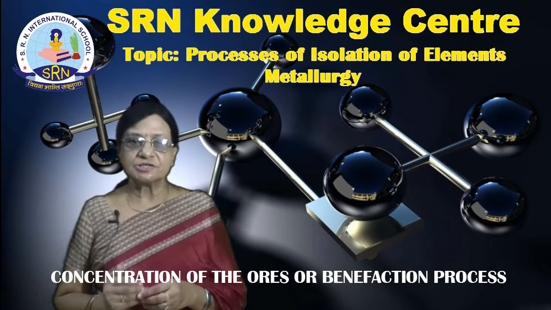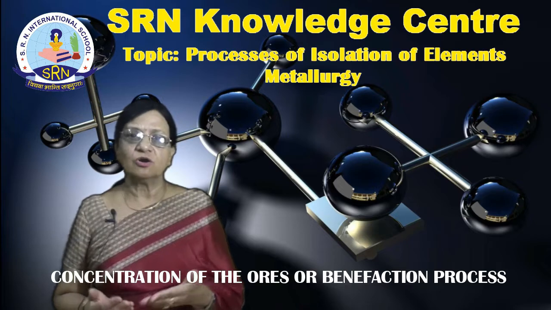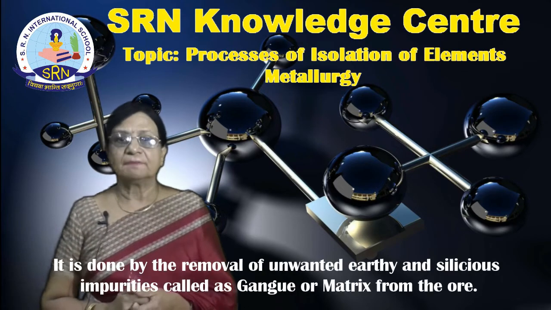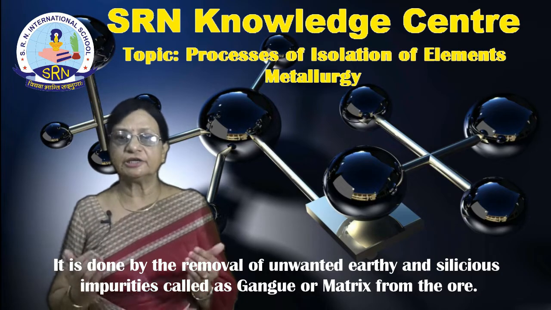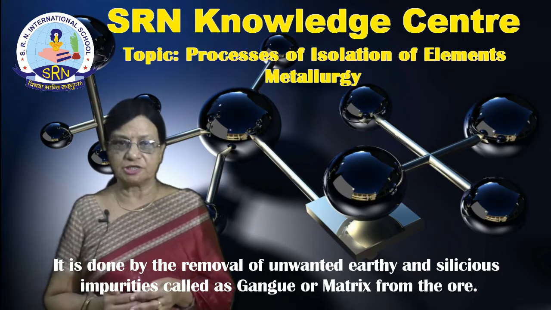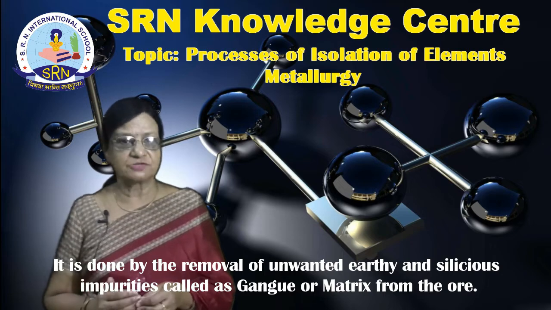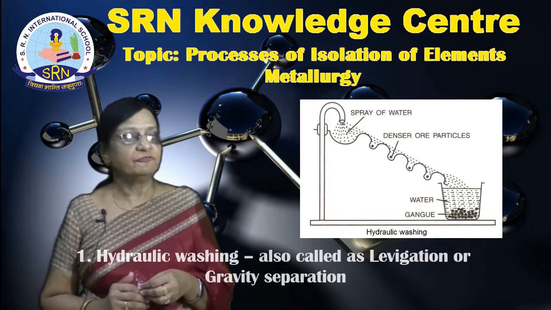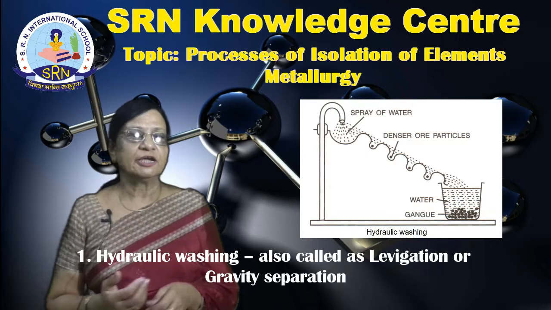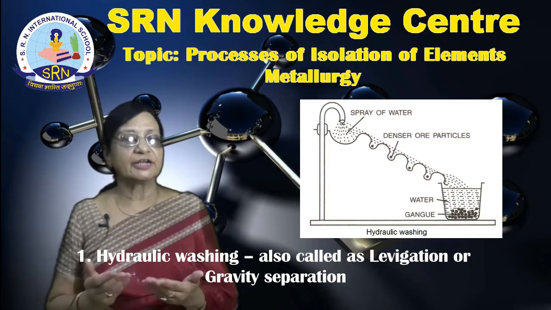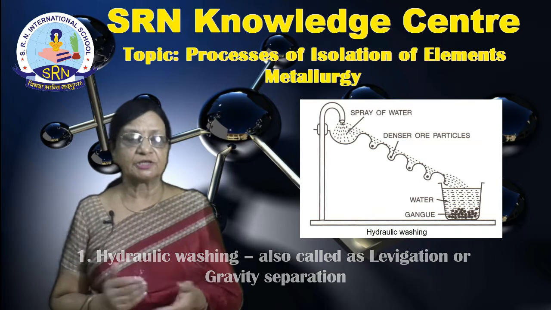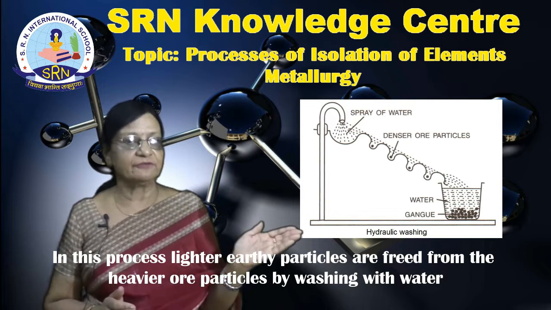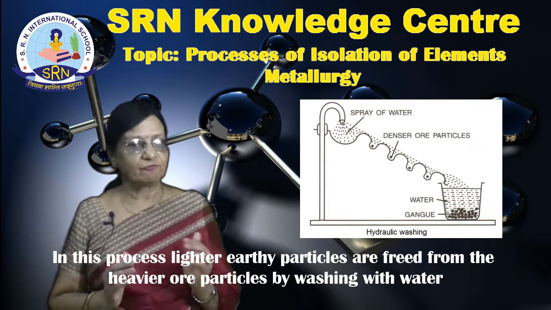Second step is concentration of the ores or benefaction process. It is done by the removal of unwanted earthy and siliceous impurities called gangue or matrix from the ore. These are done by various methods. The first one is hydraulic washing. It is also called levitation or gravity separation. In this process, lighter earthy particles are freed from the heavier ore particles by washing with water.